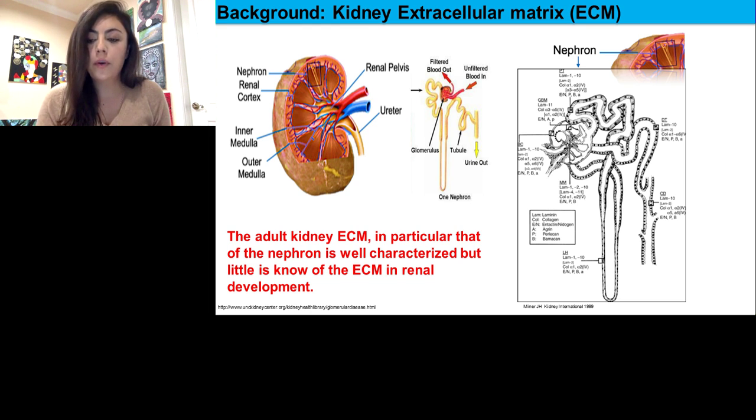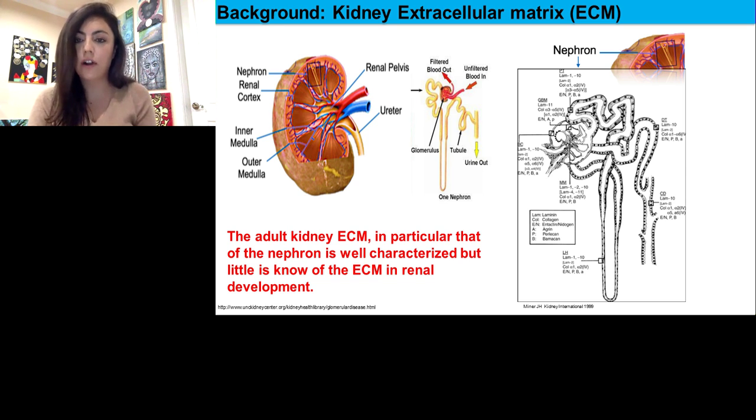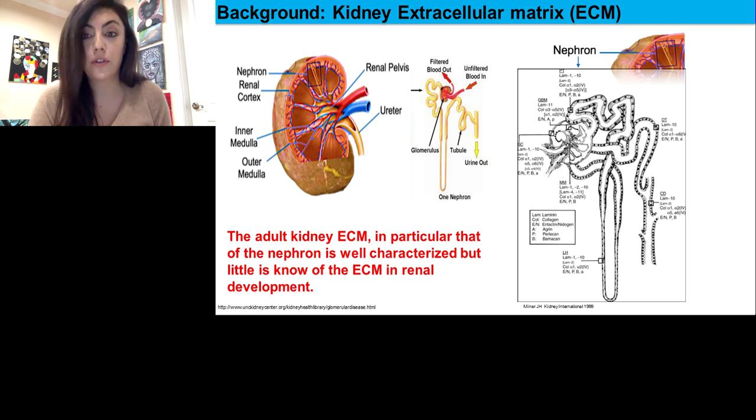We also have a beautiful schematic image of the kidney extracellular matrix, in particular the nephron. And we could see that depending on the location of the nephron, you have different deposition of ECM proteins. For example, in the glomerulus, the glomerular basement membrane has to have the deposition of collagen 4, alpha 3, 4, and 5.